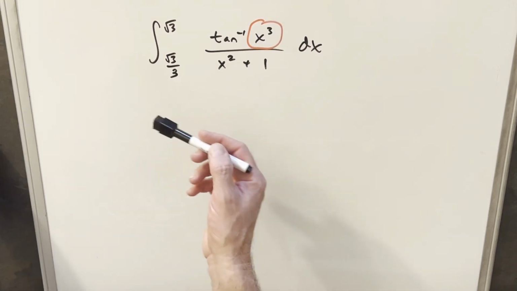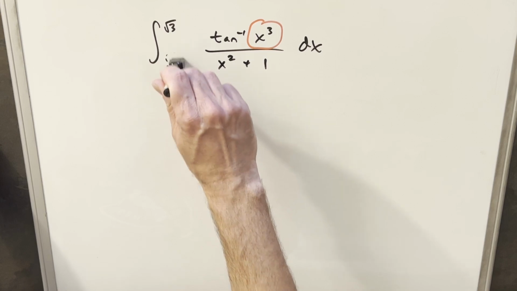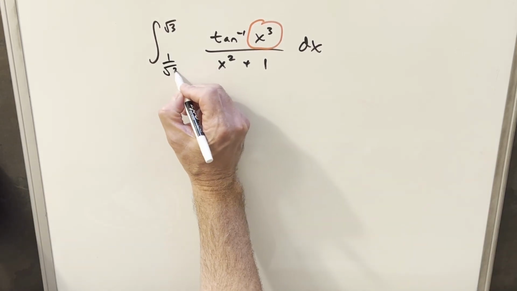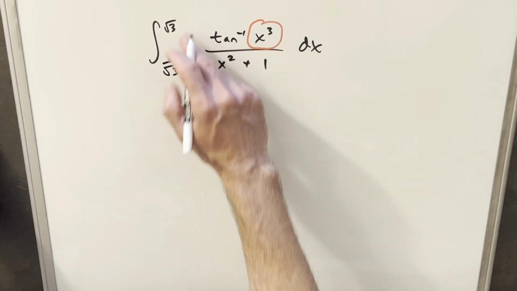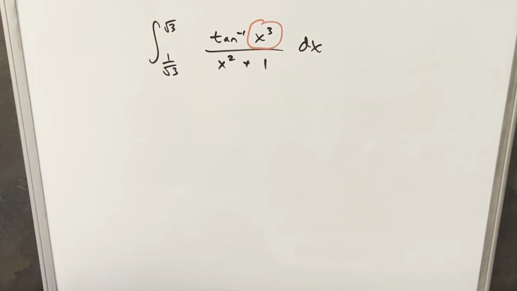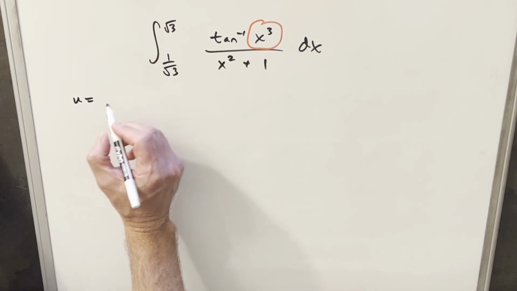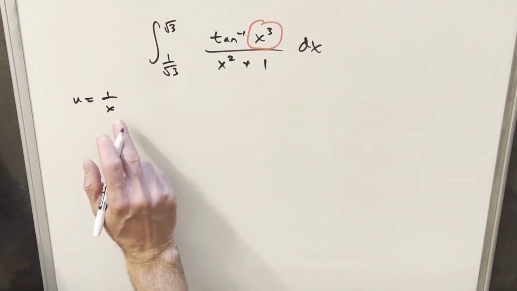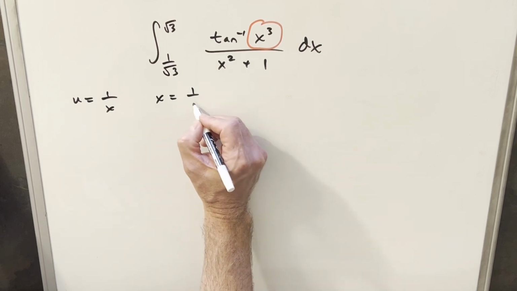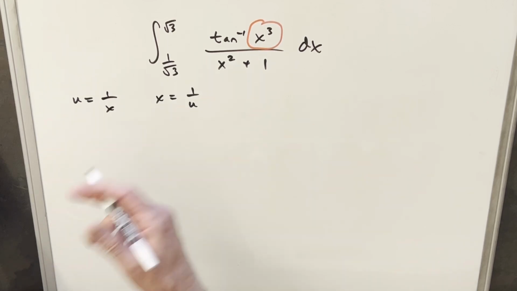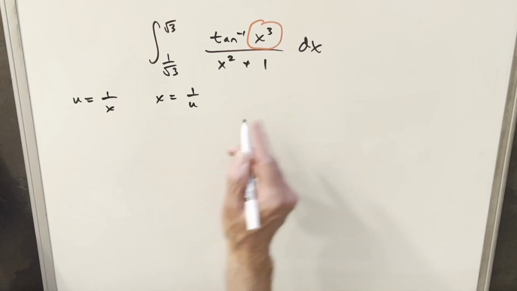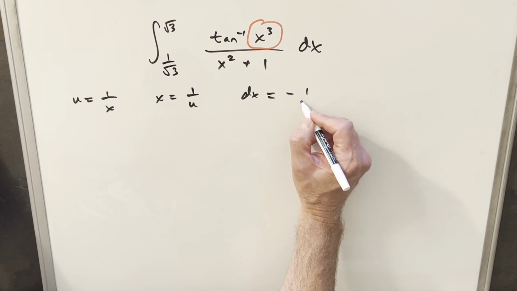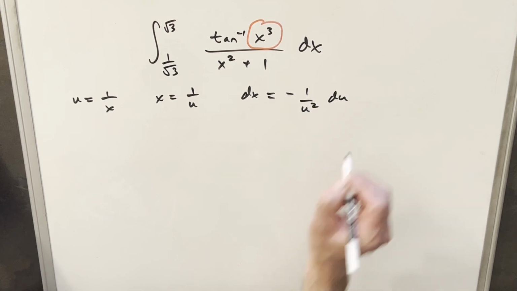Okay, for the first step, I want to just look at these bounds, and I want to rewrite square root of 3 over 3. We can actually write this as 1 over square root of 3. So we have a nice relationship in the bounds. And because of that, that's going to inspire my substitution. What I want to do is make my substitution u equal to 1 over x. Then solving for x, we have x equals 1 over u. I'll take my derivative, and we'll get dx is just minus 1 over u squared du.